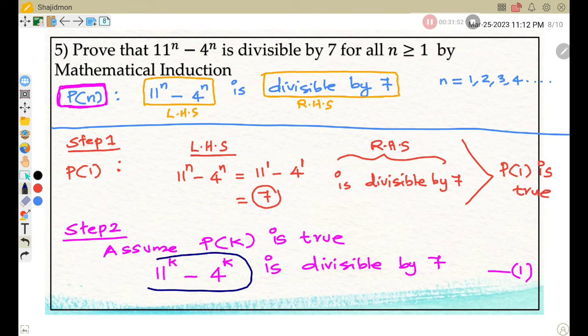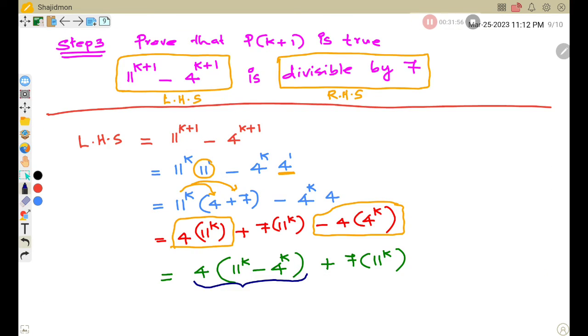11 power k minus 4 power k is divisible by 7, correct? So here see 11 power k minus 4 power k is there. So this term is divisible by 7. Now what about this term? 7 multiply 11 power k. 7 multiply, 7 number is there, so we can divide by 7 easily, correct? So this is also divisible by 7. I hope you understood.